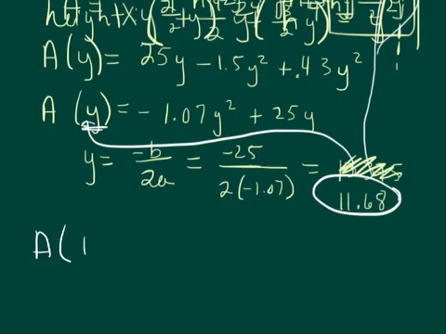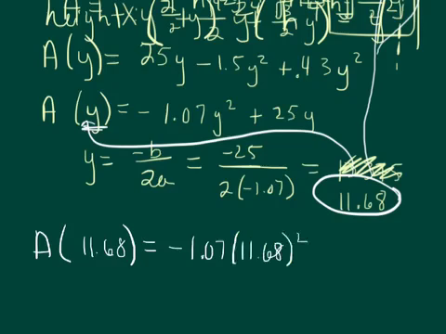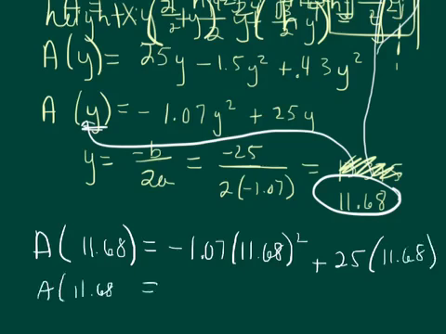Let's do a of 11.68, and that's going to be negative 1.07 times 11.68 squared plus 25 times 11.68. This will give us the maximum area. What do you end up getting when you plug that in? This takes forever. This problem took a while.